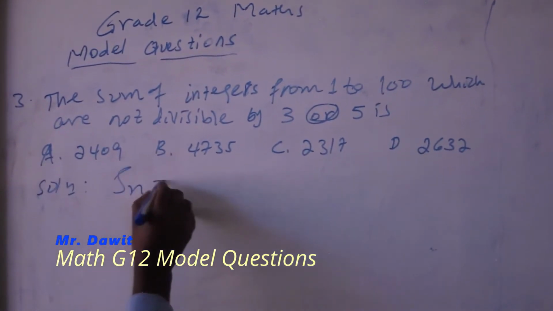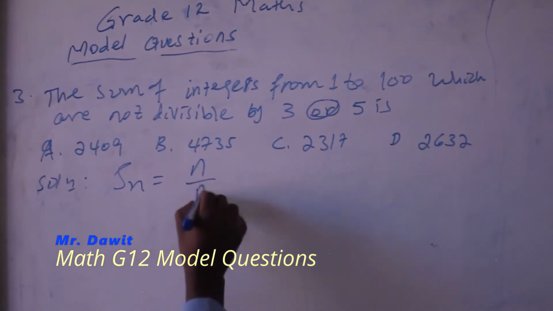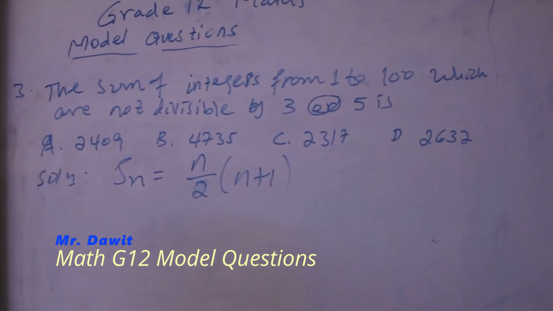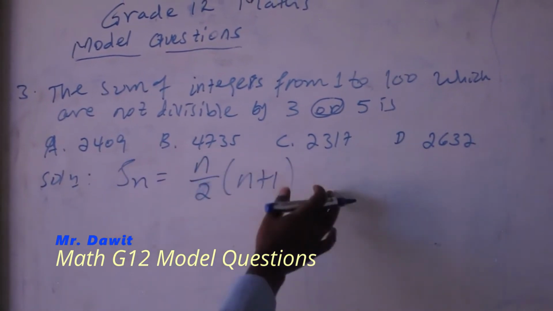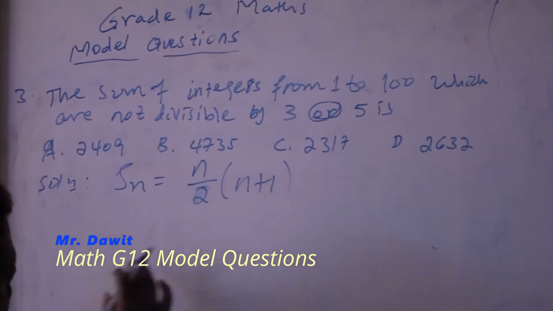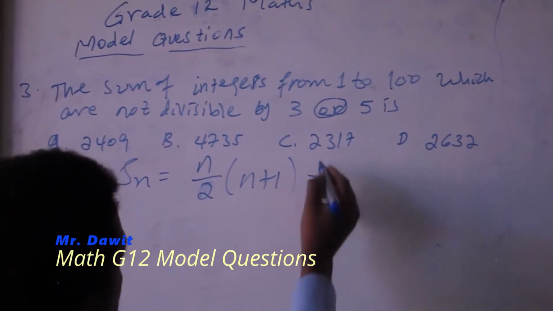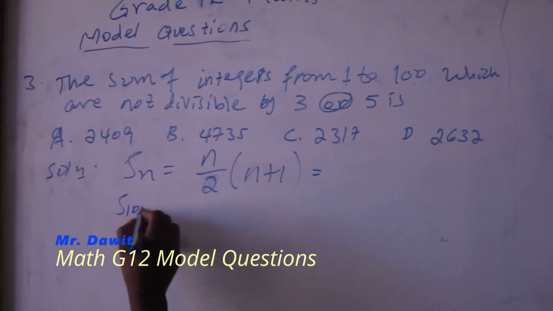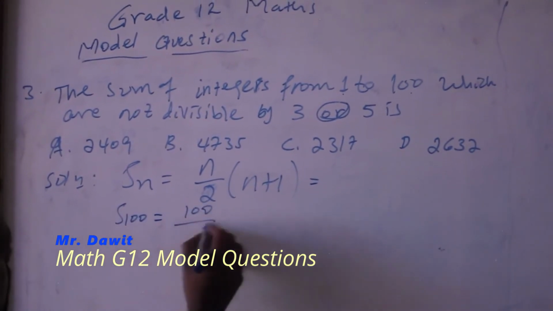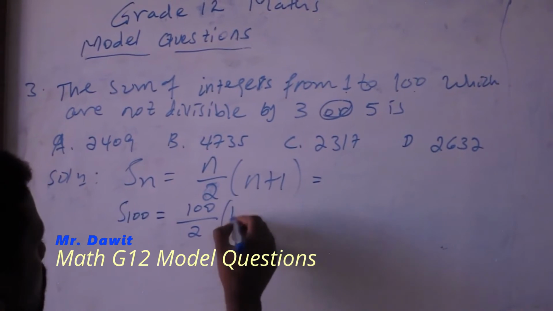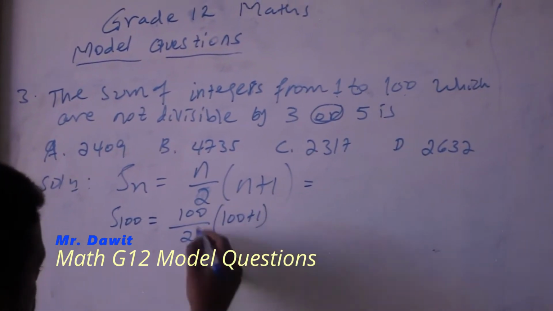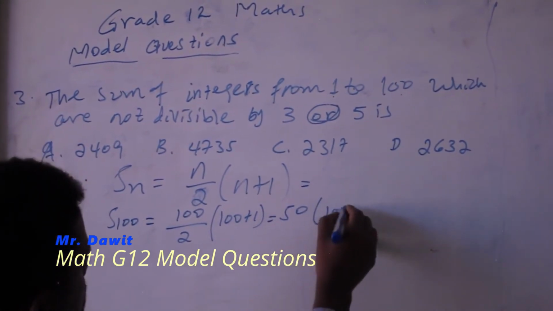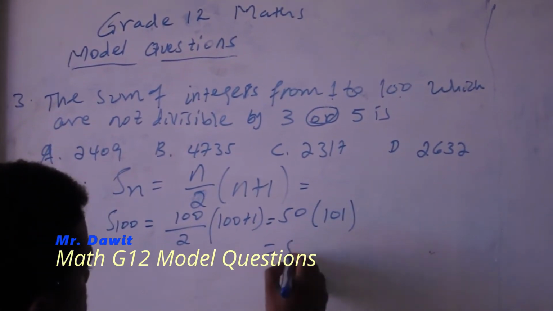the sum Sn is equal to n over 2 times n plus 1. This is the sum of natural numbers till n, starting from 1. So from this, you know that the numbers are 1 up to what? 100. That is S100 is equal to 100 divided by 2 times 100 plus 1. So 100 over 2 is 50, 50 times 101. Yes? So this becomes what?